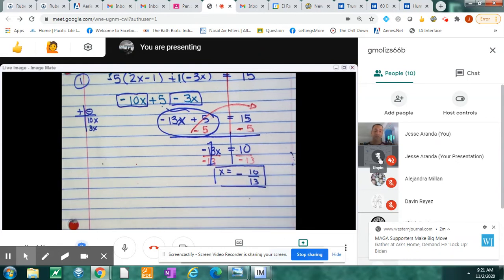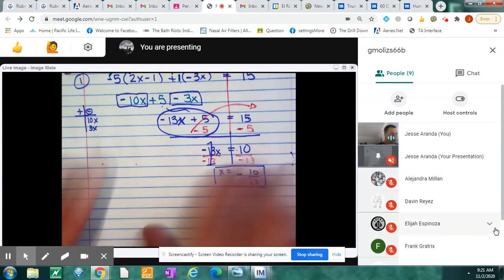Okay? It's going to be a fraction, and that's okay. Sometimes you'll get fractions. Now, can you simplify it? No, that's it. And we'll do simplifying later. Okay? So that's basically what you have to do. So far, so good?